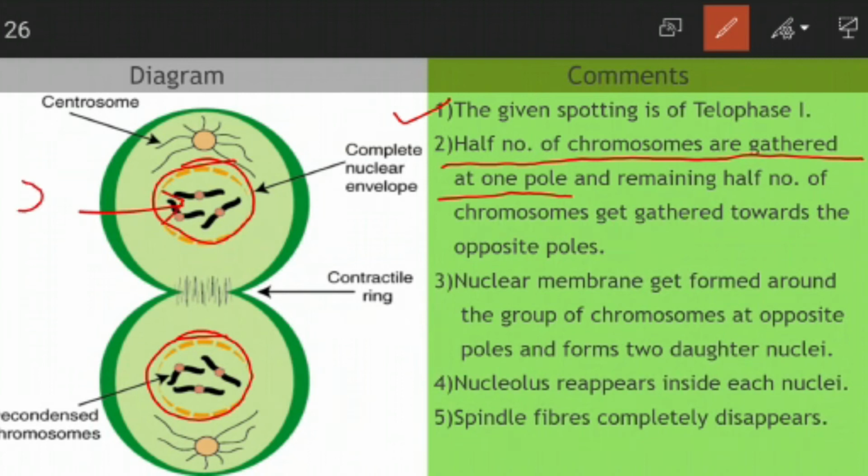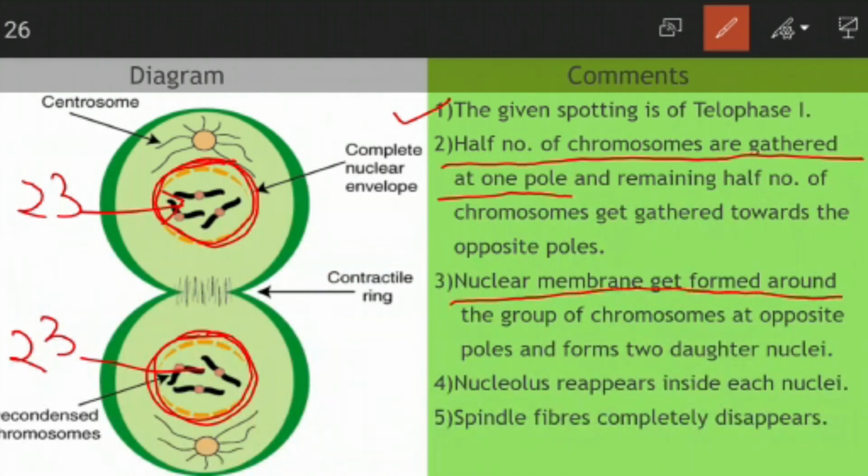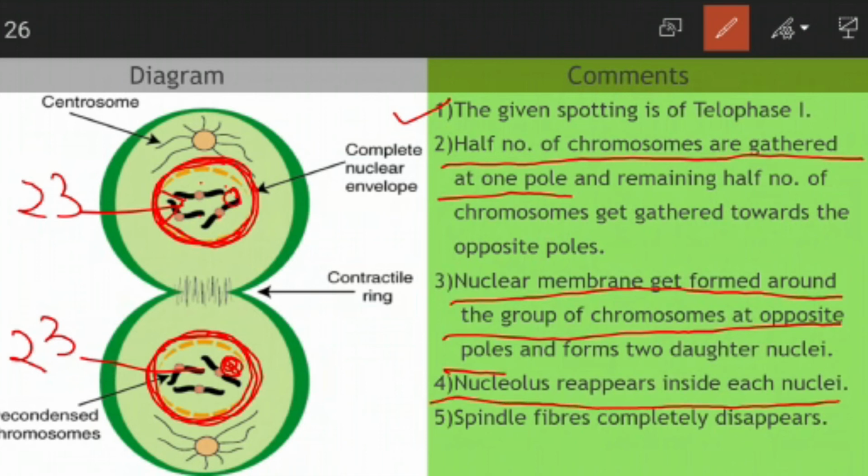Suppose here there are 46, out of 46, 23, half the number of chromosomes gathered towards one pole and the remaining half gathered towards the opposite pole. Then what happens here? Nuclear membrane gets formed around the group of chromosomes at opposite poles. As soon as the nuclear membrane is formed, inside each nucleus the nucleolus reappears.